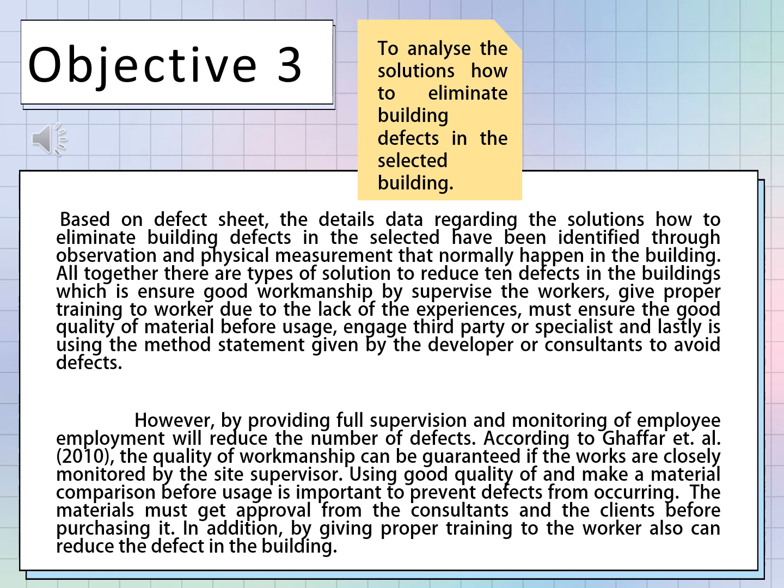However, providing full supervision and monitoring of employment will reduce the number of defects. According to GAFA 2010, the quality of workmanship can be guaranteed if the work is closely monitored by the site supervisor. Using good quality material and making a material comparison before use is important to prevent defects from occurring. The material must also get approval from the consultant and the client before purchasing it. In addition, giving proper training to the workers can also reduce defects in the building.